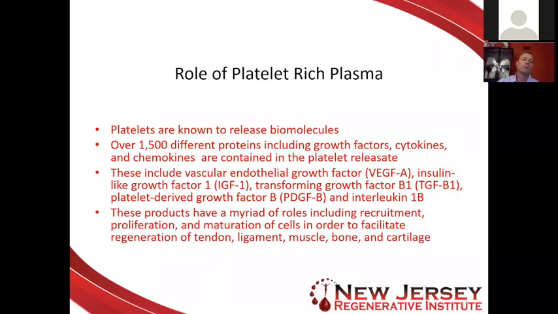And we think that the role of platelets, again, here, this is just saying some of the same things. There's over 1,500 proteins, growth factors, and cytokines and chemokines that are contained in platelets. These include things like vascular endothelial growth factor, insulin-like growth factor, transforming growth factor beta-1, platelet-derived growth factor. All of these are long, fancy words of things that are identified and have a physiologic process in doing what we want them to do, which is recruitment and proliferation and maturation of cells. So we're trying to heal things, to regenerate things like tendons, ligaments, muscles, bones, and cartilage.